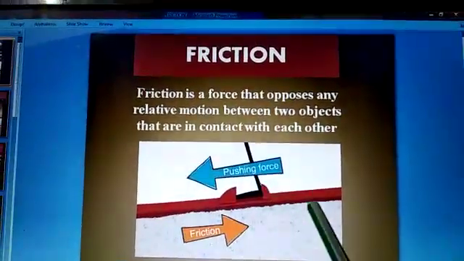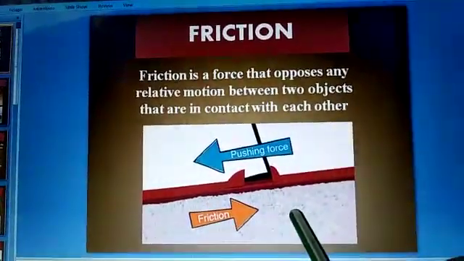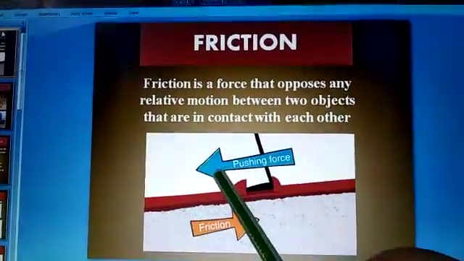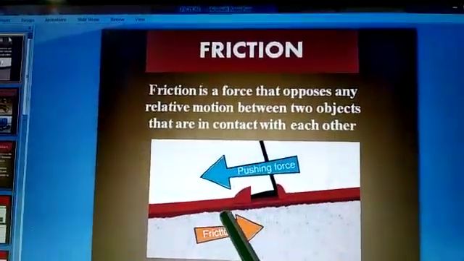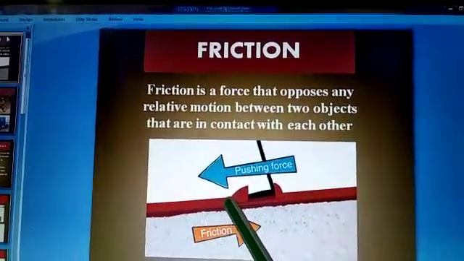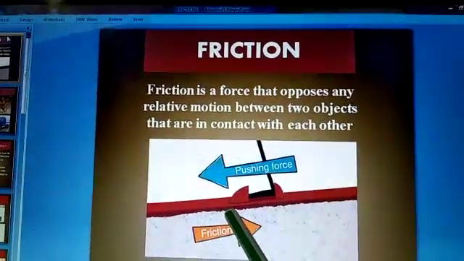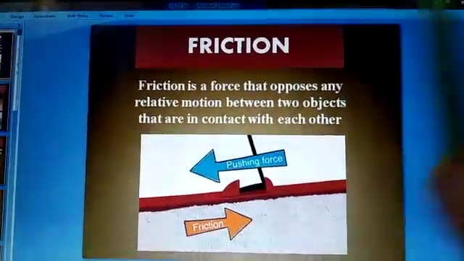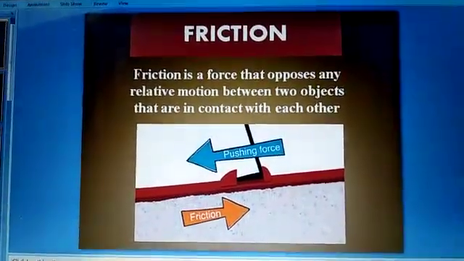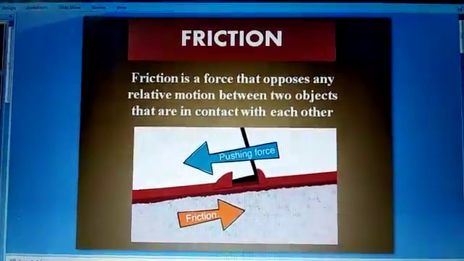You can see, say this object is moving on this surface. It is moving in this direction. This is the pushing force. Then a force comes into play between these two surfaces, and that force is known as force of friction. Now let us study a few situations to understand the force of friction.